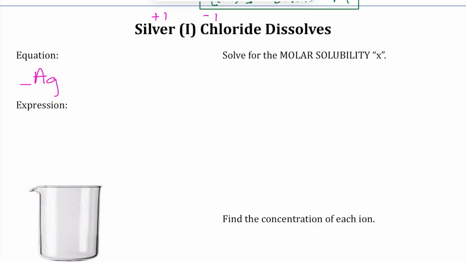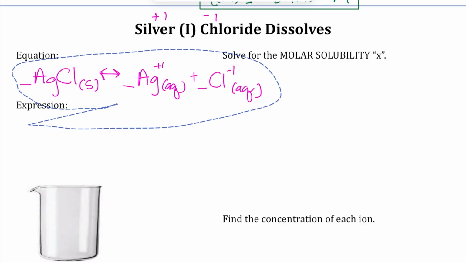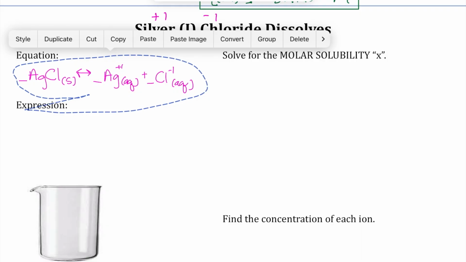Writing my equation, AgCl, that's a solid. We need to make sure we're including states of matter because that tells us what to include in our Ksp expression. And then that is going to dissolve into aqueous silver +1 ions and aqueous chlorine -1 ions. This one, we already have just +1, -1. There's one of each, and so we don't need any coefficients to balance.